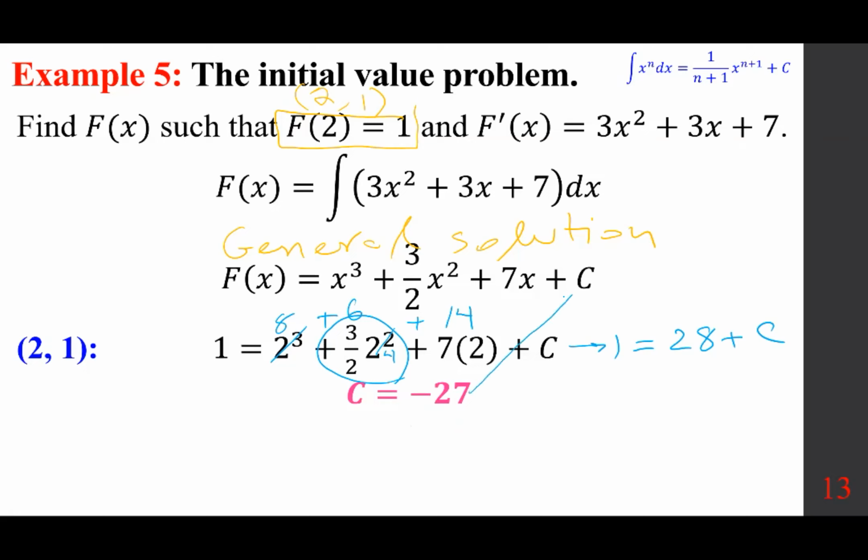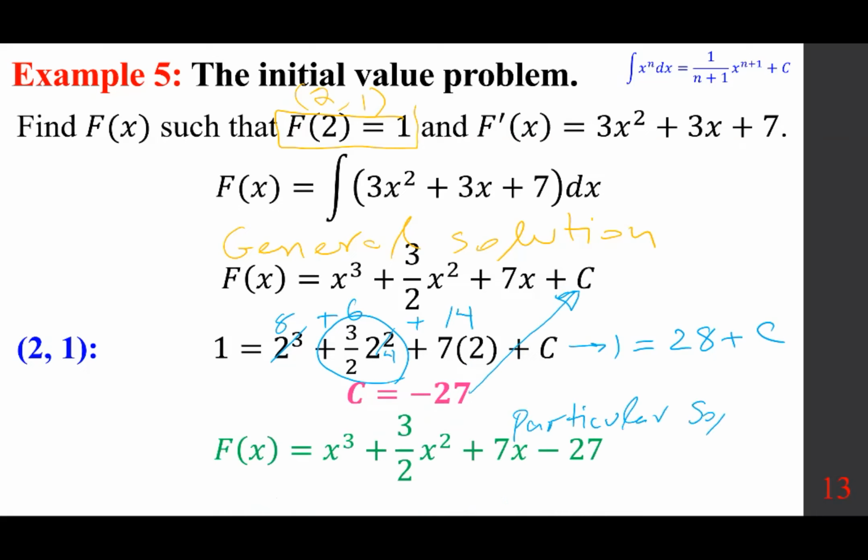And we are going to replace the c with that, and now it becomes a particular solution. So from a general solution, with one pair, we find one solution, a particular solution. That's all it does. That's the meaning of initial value problem. I give you a pair, you give me the constant. That's really the bottom line.